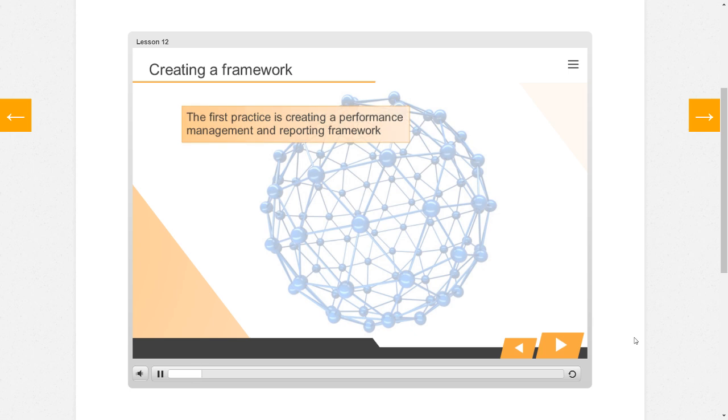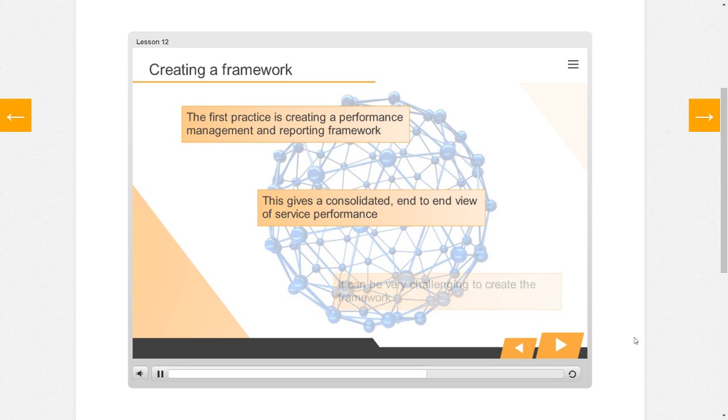The first practice is to create a performance management and reporting framework. This will take data and information from all service providers and consolidate it to provide an end-to-end view of how services are performing. This sounds like an obvious thing to do, but in reality can be very challenging. Service providers might be using different tools. Contracts might not specify what information needs to be provided, and building the end-to-end view can be a complex task.